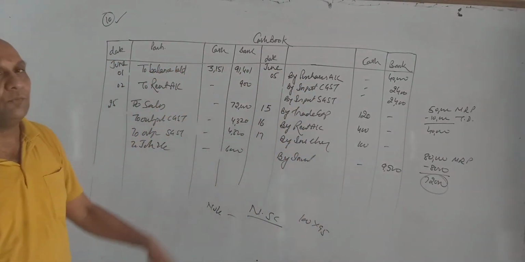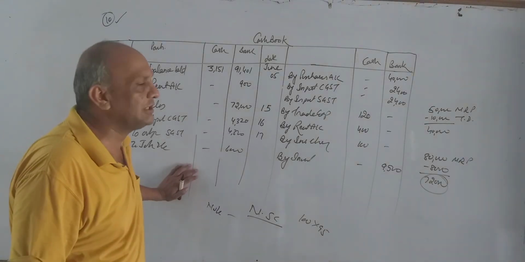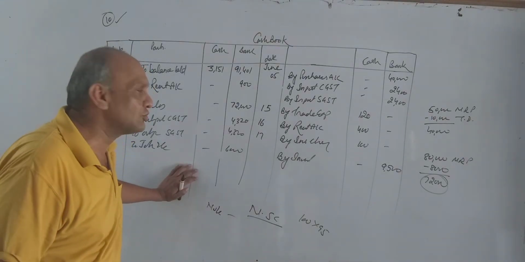So in this way we are going to prepare a double column cash book. If any doubt, please feel free to call me and ask your doubt. I think no need to tell you how to close it. I taught this to you in other previous sums also.